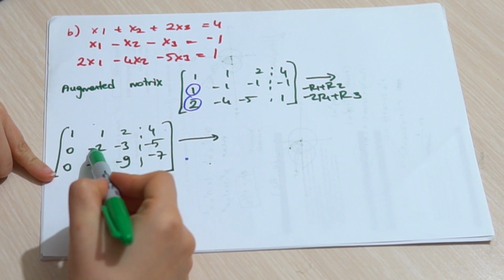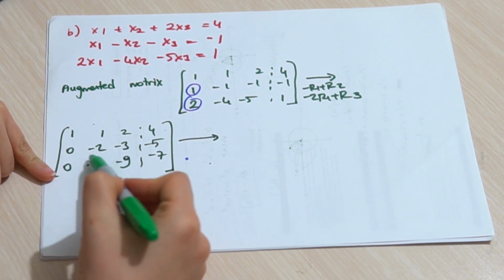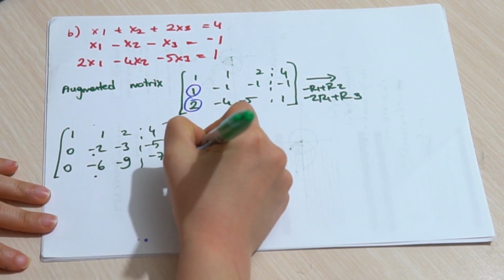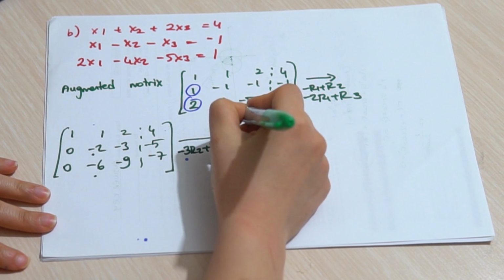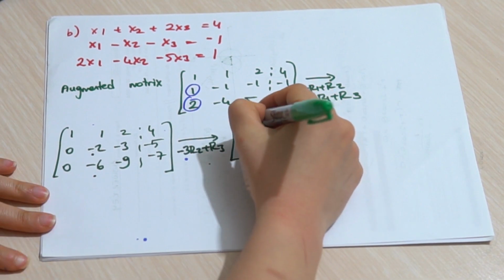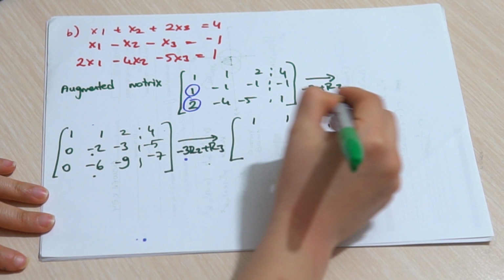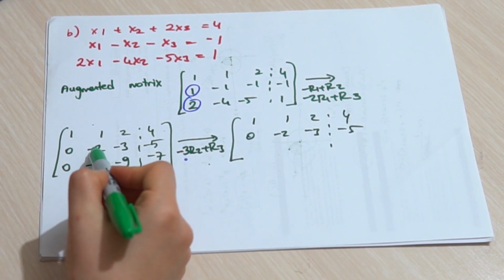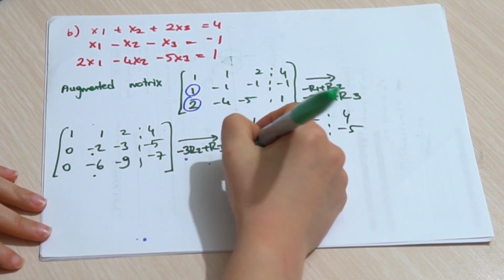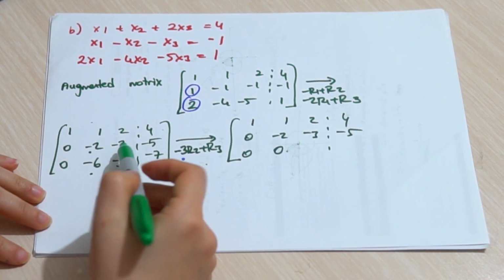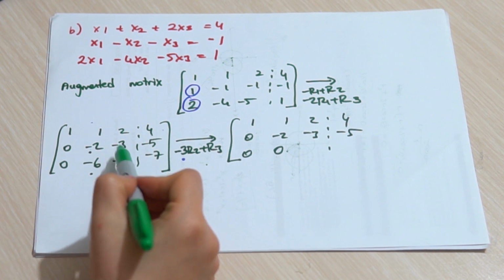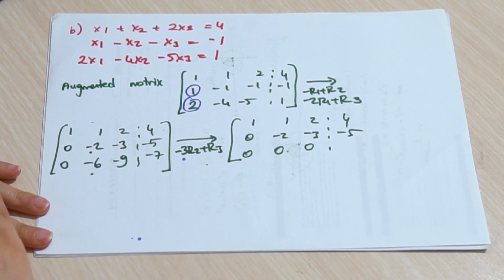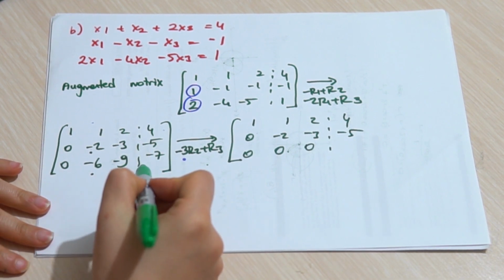So again, I can cancel this one. Sorry, I can cancel this one with this one, right? So I add minus 3 row 2 to row 3. So I will get 1, 1, 2. I will change this one: 0, minus 3, minus 5. So minus 3 times minus 2 is 6. 6 minus 6 is 0. Minus 3 times this one is plus 9. This one is 0. Minus 3 times minus 5 is 15. 15 plus minus 7 is 8.